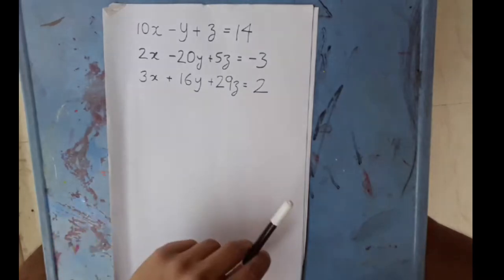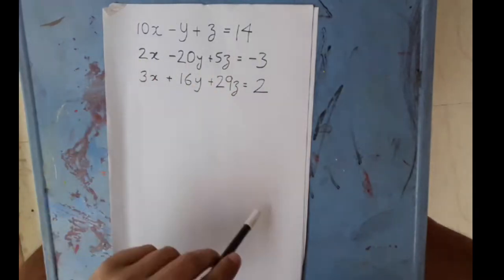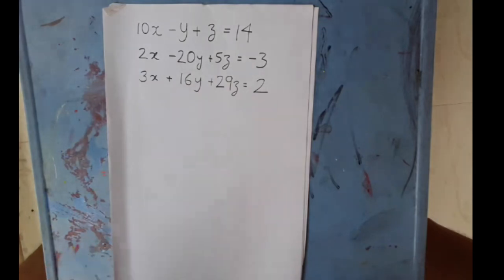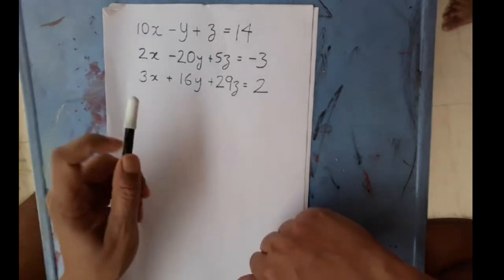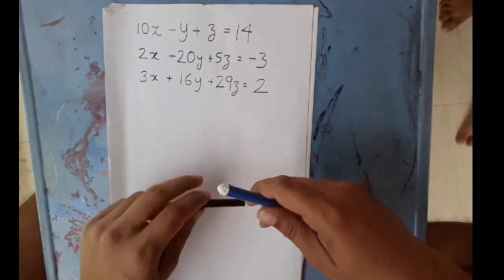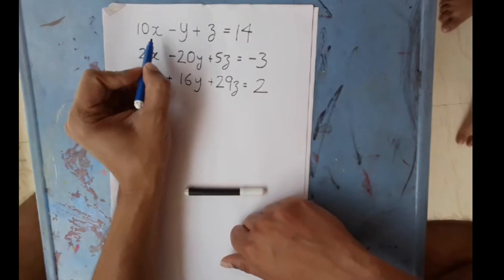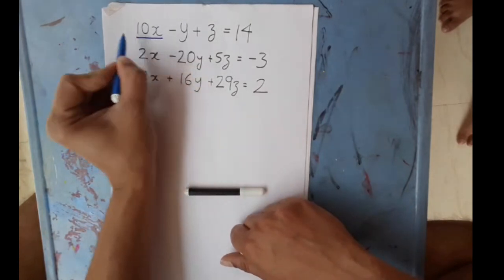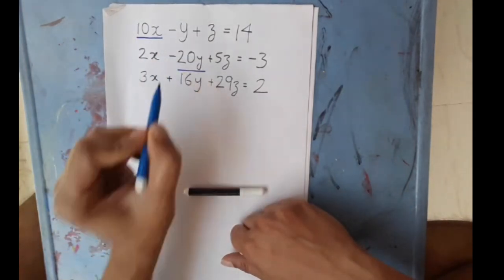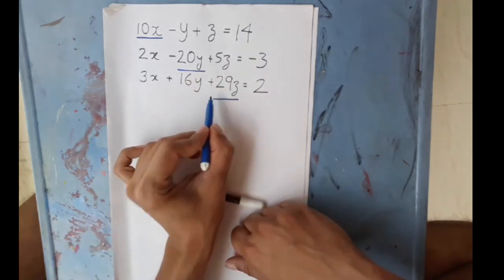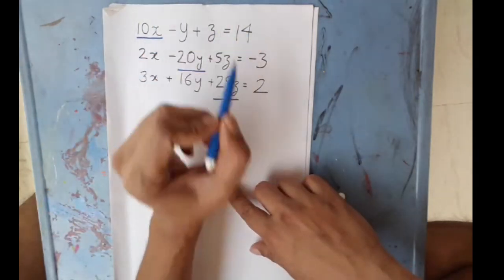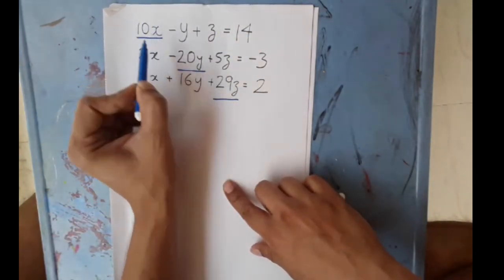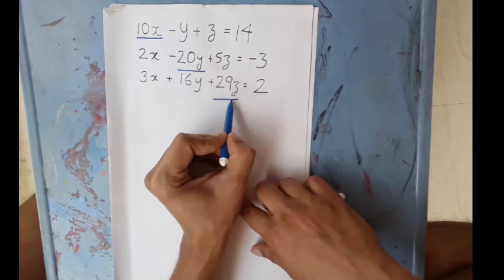Let's start with an example. Let us explain this method using this system of equations. It's a three equation system with three unknowns. To solve it in our iterative way, we look at the x term in the first equation, the y term in the second equation, and the z term in the third equation. Then we take these on one side and the other terms on the other side.